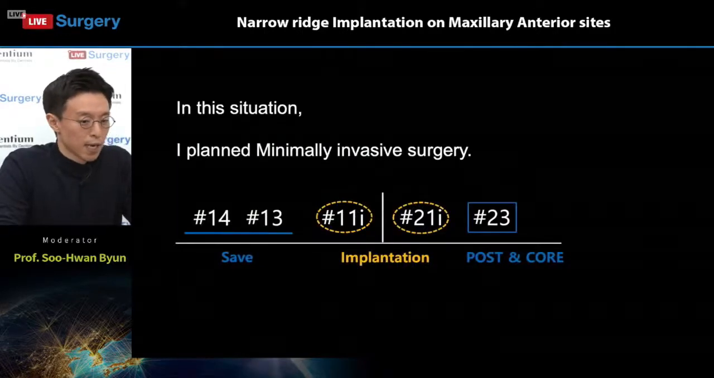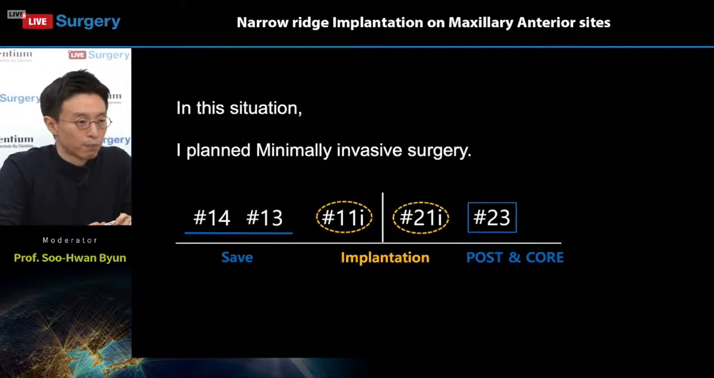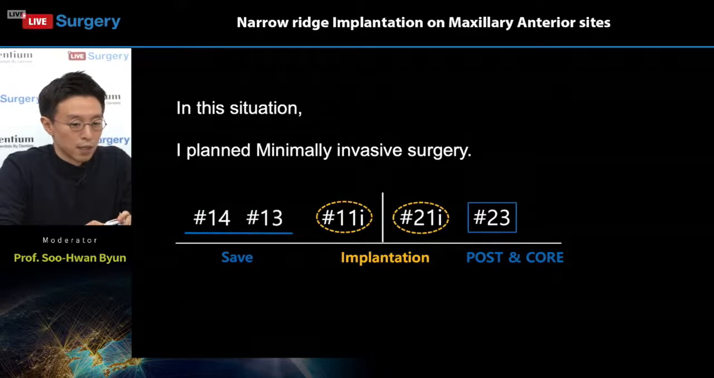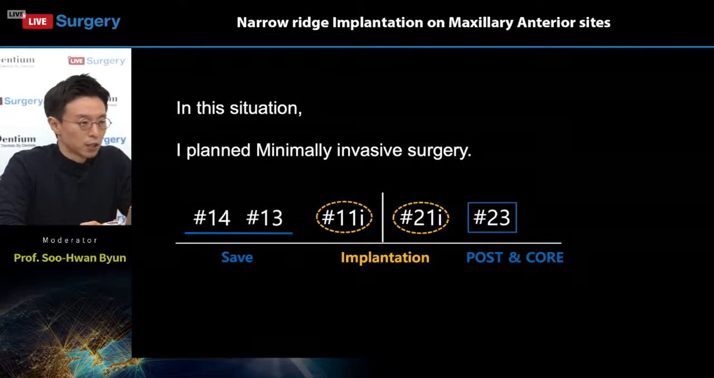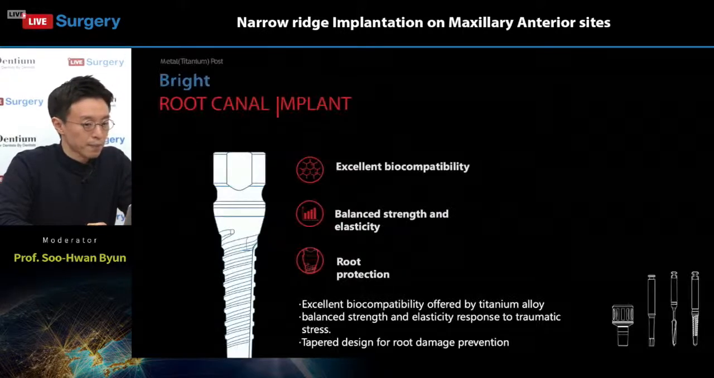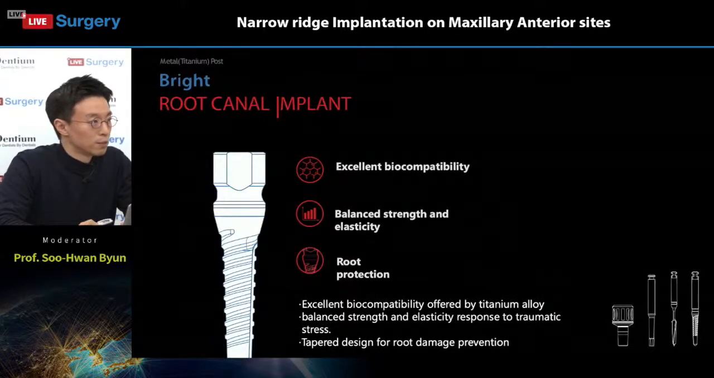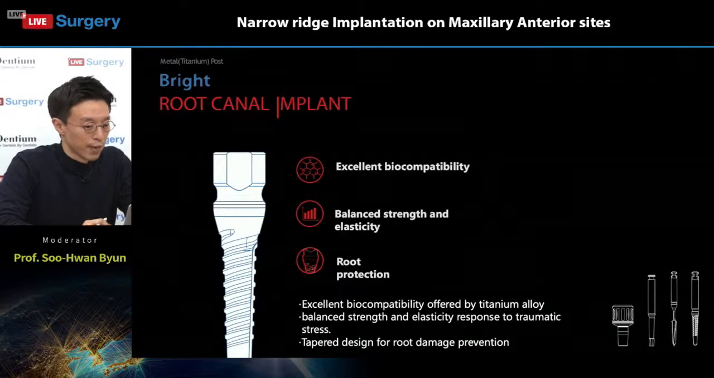We are planning to save the right upper canine and first premolar, and implant placement at both incisor areas with bone grafting. And in addition, post and core restoration at the left canine area. This is the bright root canal implant. We will use this implant for post and core restoration at the left upper canine.